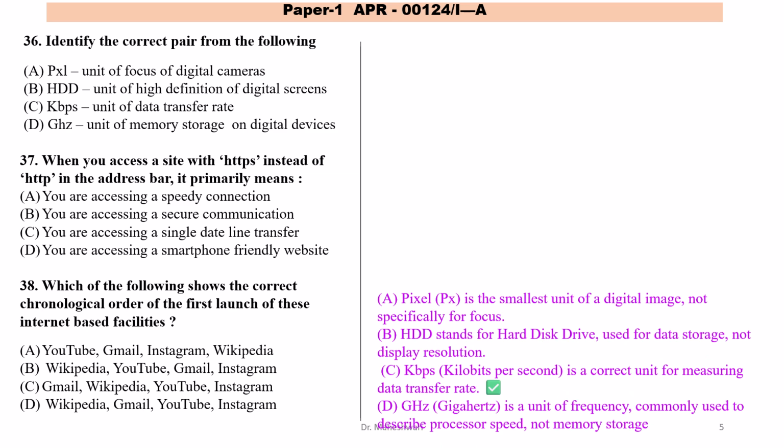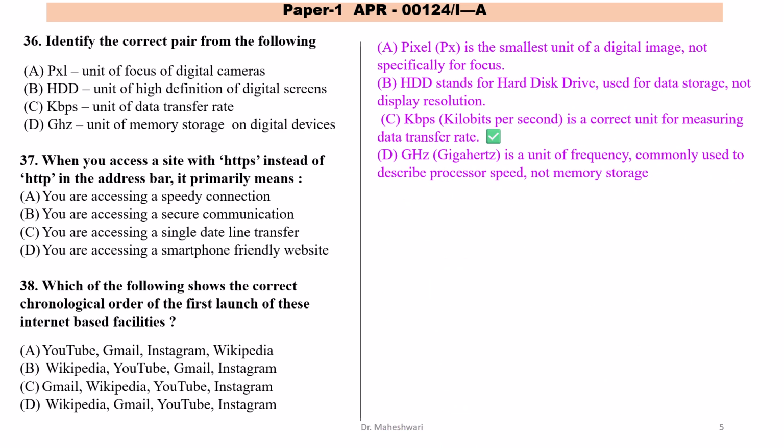Okay, the correct pair is C. So here pixels, that is px, is the smallest unit of a digital image, not specifically for focus. So they have mentioned here focus, it is not for focus, so this option is wrong. Then HDD stands for hard disk drive, and what they have given here, unit of high definition, so this is again wrong. Then kbps is kilobits per second, so kbps is the correct unit for measuring the data transfer rate, so this was the correct option.